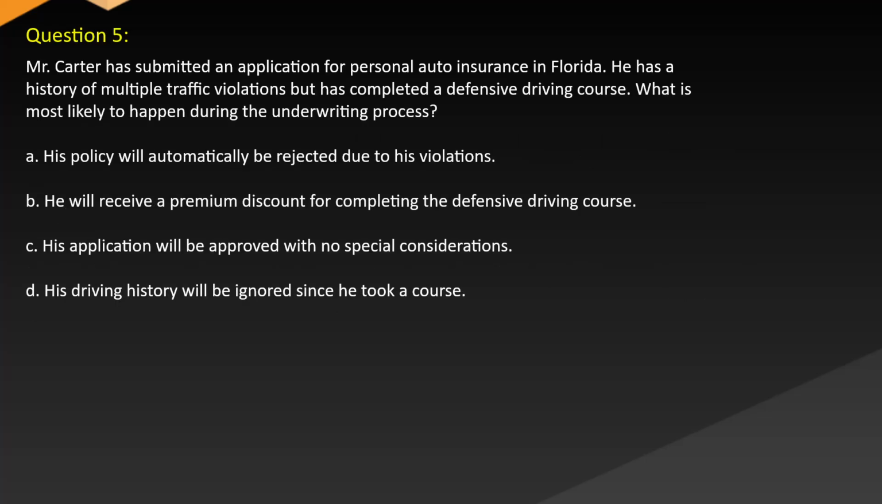Question 5. Mr. Carter has submitted an application for personal auto insurance in Florida. He has a history of multiple traffic violations but has completed a defensive driving course. What is most likely to happen during the underwriting process? A. His policy will automatically be rejected due to his violations. B. He will receive a premium discount for completing the defensive driving course. C. His application will be approved with no special considerations. D. His driving history will be ignored since he took a course.